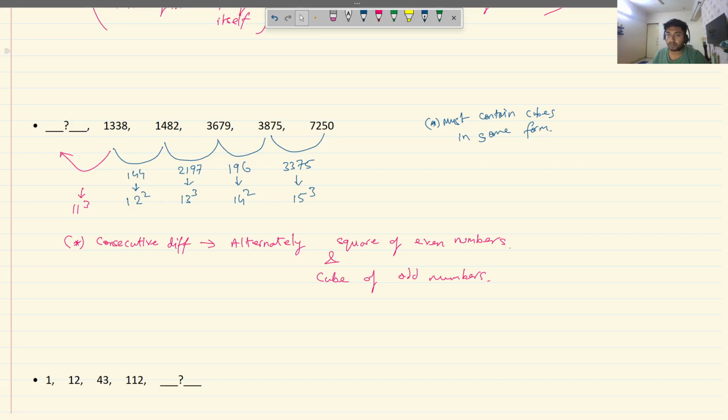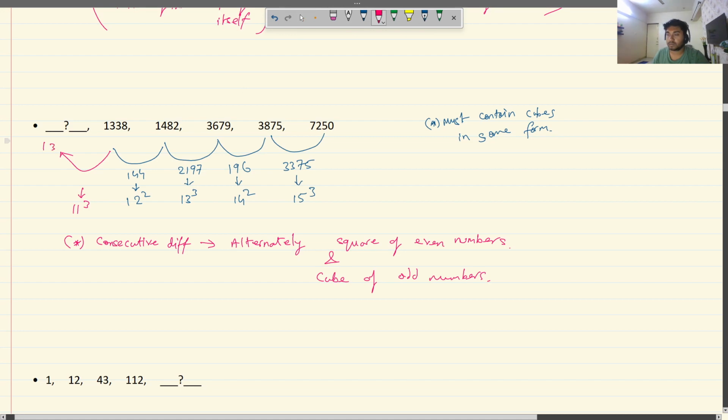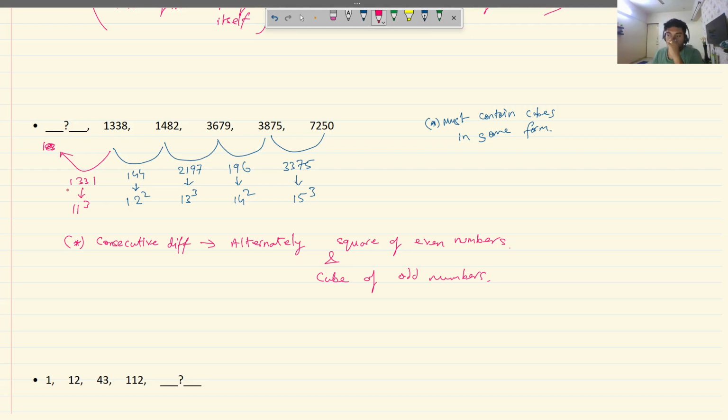So 11 cube is 1331. This will be my consecutive difference. That means the first number would be 1338 minus 1331. That means 7. That is my missing number.